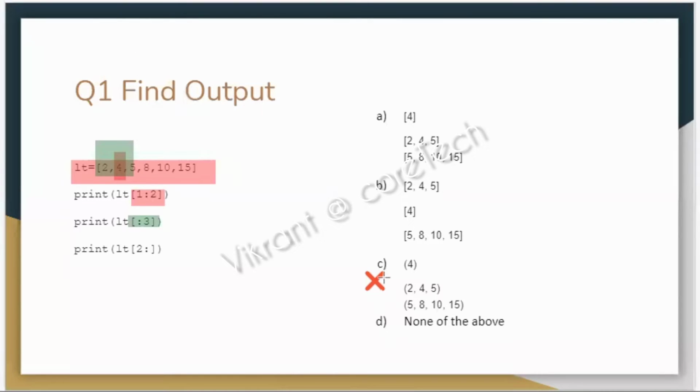As per the MCQs given, A and B, this is the one which is having 4 at the first place. Let's check the answer. Yes, this is correct. Let's go to the next question now.